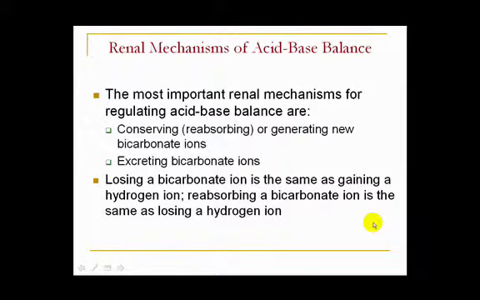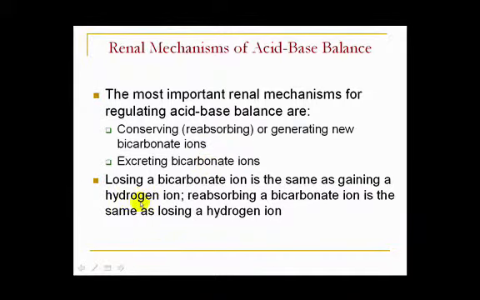So what are the renal mechanisms that are used for regulating acid-base balance? The main thing is you're usually messing with bicarbonate ions. You can either conserve, which means you're reabsorbing all the bicarbonate ions that you filter, or you can then generate new bicarbonate ions. So if you're in acidosis, you're going to conserve, reabsorb all your bicarbonate, and you can generate new bicarbonate ions to counteract additional hydrogen ions. If you're in alkalosis, you can excrete your bicarbonate ions, conserve your hydrogen ions.